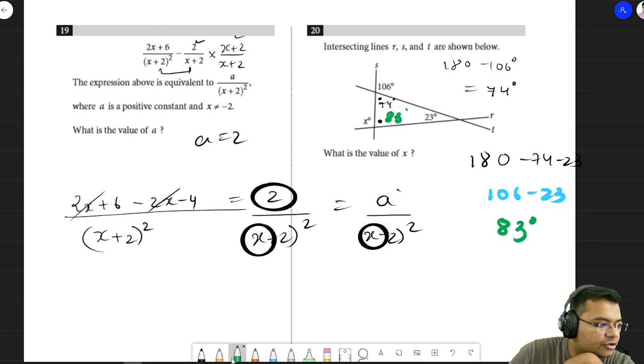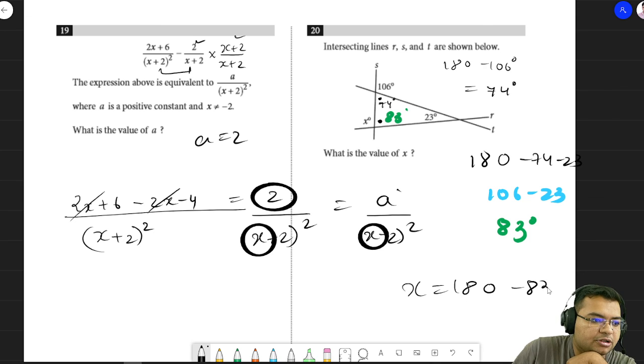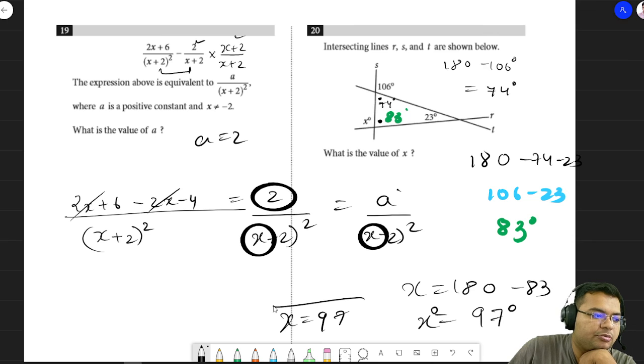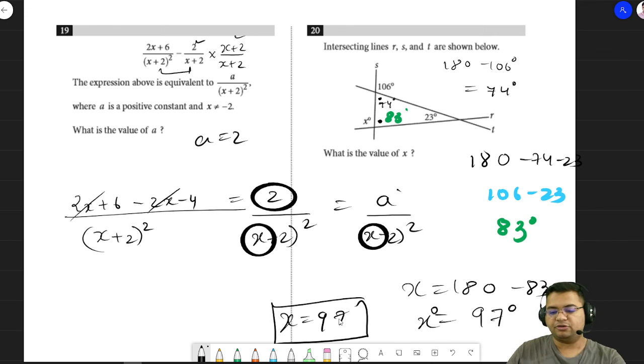Okay. So if this is 83 degrees, x will be how much? So x will be 180 minus 83. That will be equals to how much? 97 degrees. Okay. So if it is given that x degrees is 97 degrees, x will be equals to 97, because you have to keep units in mind also.